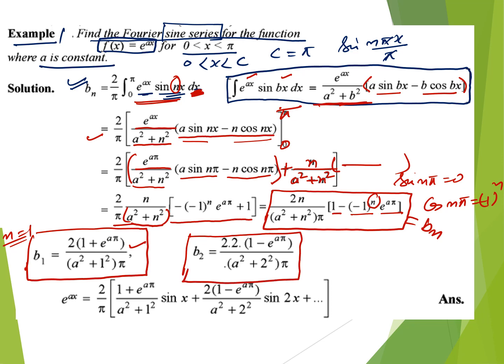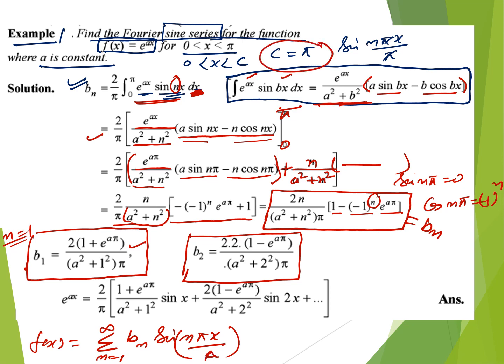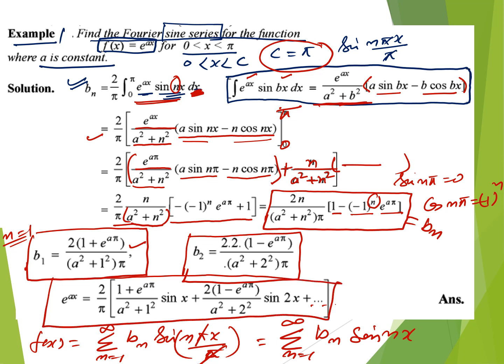Now by using the Fourier series, f(x) is equal to summation n is equal to 1 to infinity bn sine n pi x by c. Because in this problem the value of c is pi, substituting the value of pi, it will be summation n is equal to 1 to infinity bn sine nx. Now we just expand this series for two terms and the remaining terms as so on. So this is the Fourier half range sine series for the given problem.